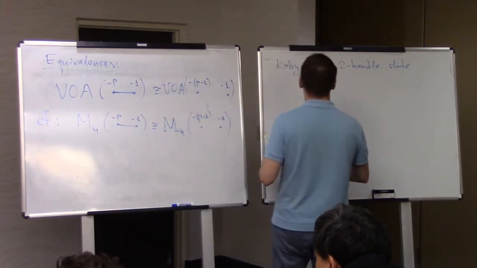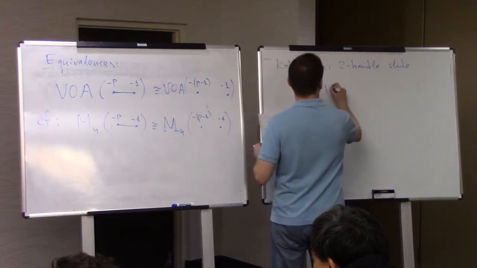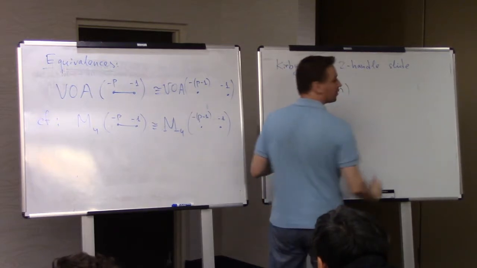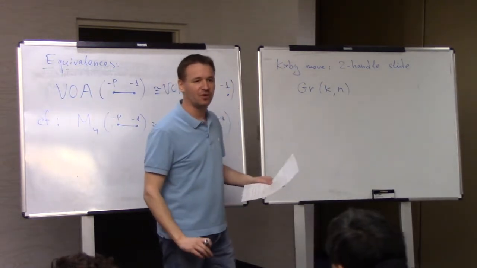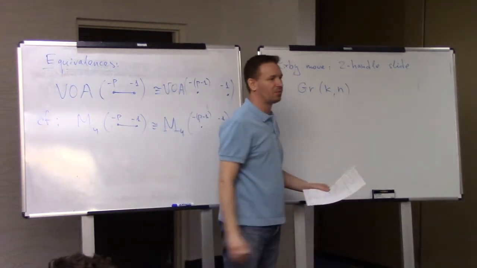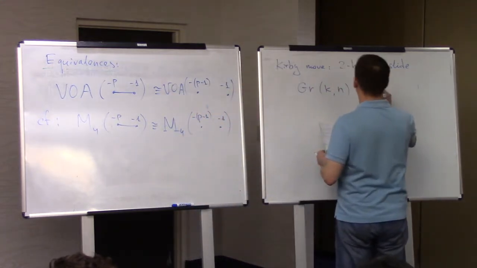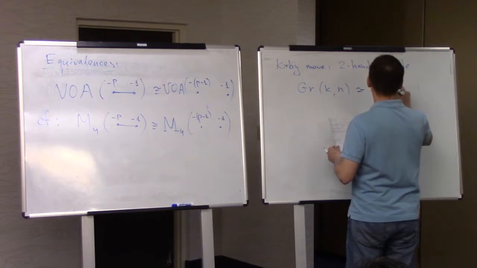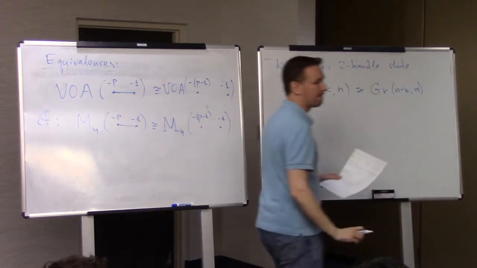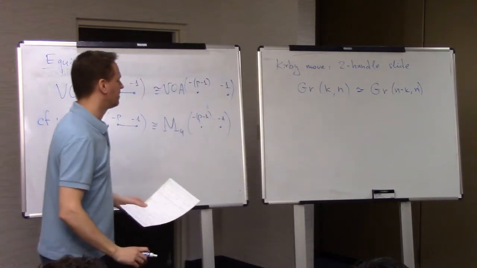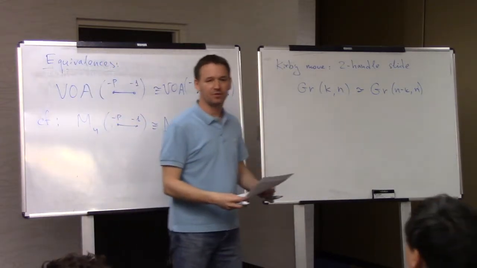Let's look at the Grassmannian of k-planes inside n-dimensional space as an auxiliary object. I'm going to construct a VOA using some algebraic geometry data. Well, it is fairly well known that this is the same as the Grassmannian of n minus k planes in n-dimensional space, simply because it doesn't matter if you want to look at a plane or its orthogonal complement.